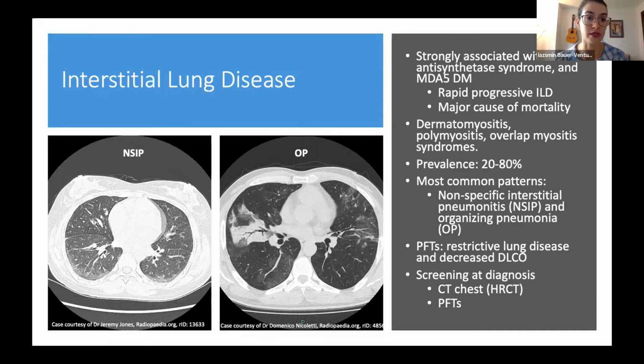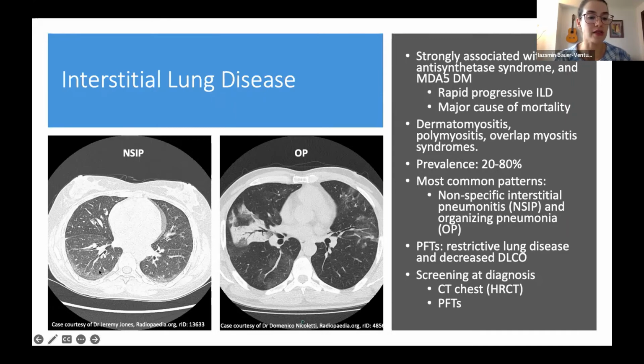receiving ECMO. Other than antisynthetase syndrome and MDA5, patients who have other types of dermatomyositis, overlap myositis syndromes, particularly the ones with scleroderma overlap, and polymyositis can also be affected. And the prevalence of this manifestation can be very high, depending again on which group you're including in your analysis. The most common patterns are non-specific interstitial pneumonia here in your left corner.